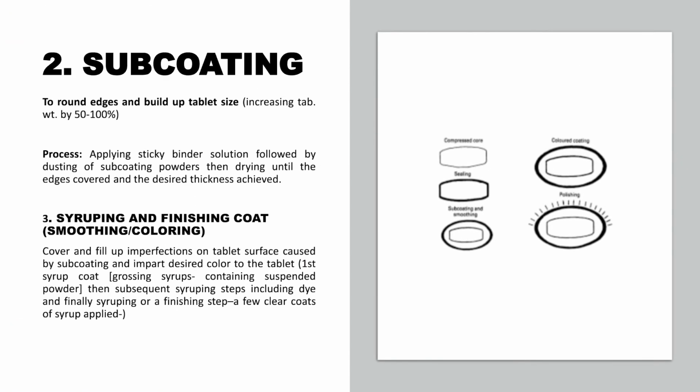Subcoating is basically done to round the edges or build up the tablet size. It is followed by the syruping and finishing coat stage, whereby you do the smoothing part. Smoothing is very much required, although when we apply the subcoating and syruping phases, a lot of weight gets added to the tablet. As I have told, sugar coating is a complicated process and it adds a lot of weight.